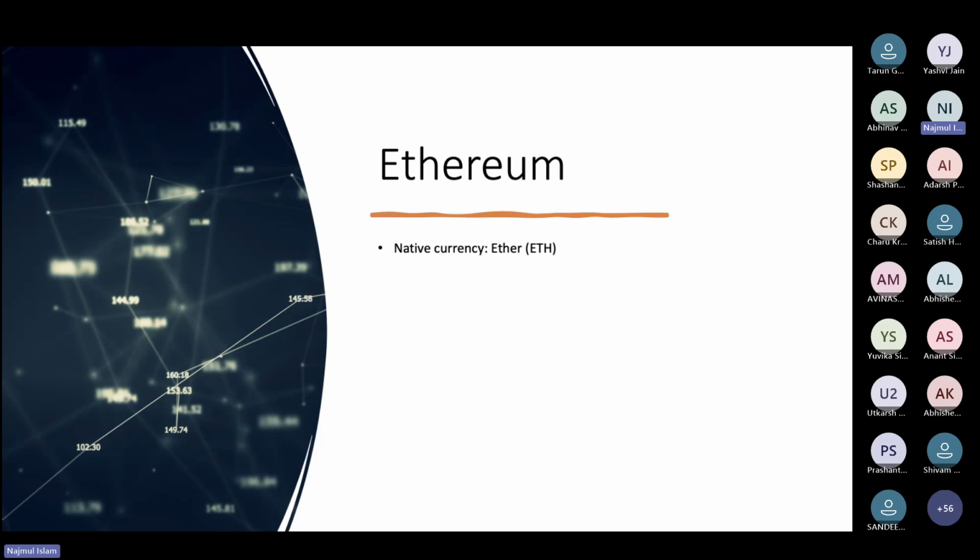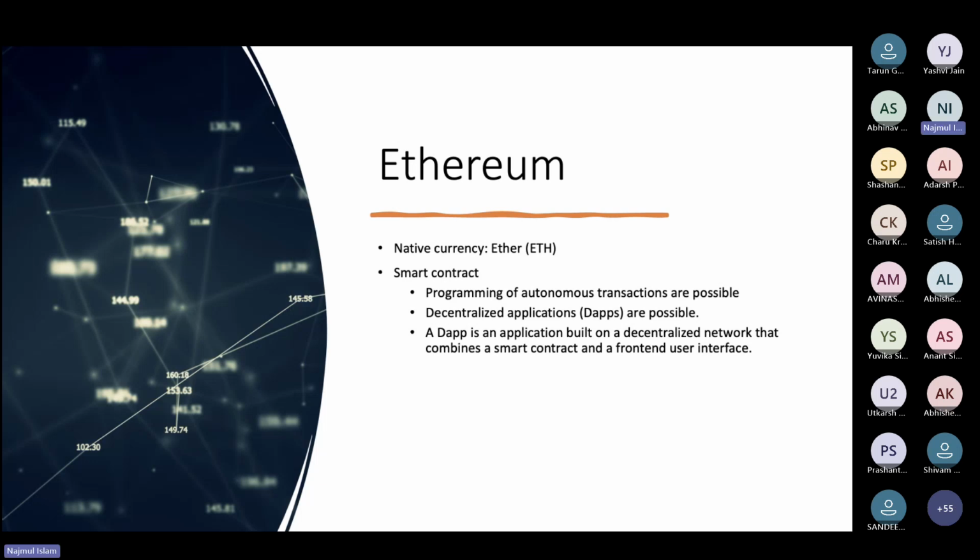Yeah. So Ethereum has the native currency called Ether. Bitcoin, for instance, has the currency BTC, or Bitcoin. Ethereum allows you to write a smart contract. Bitcoin didn't allow you to write a smart contract, but Ethereum does. And you know what a smart contract is. Programming of autonomous transactions is possible. So with the help of smart contracts, we can program automatic transactions.